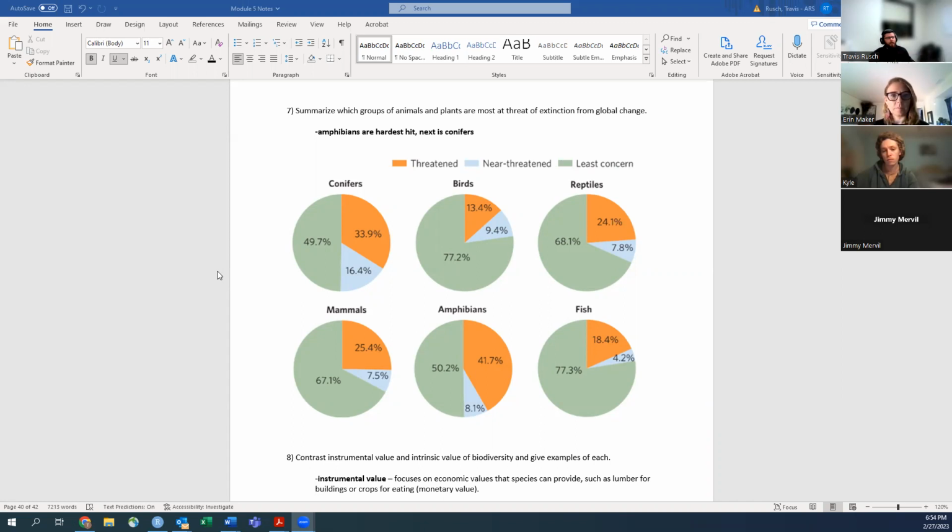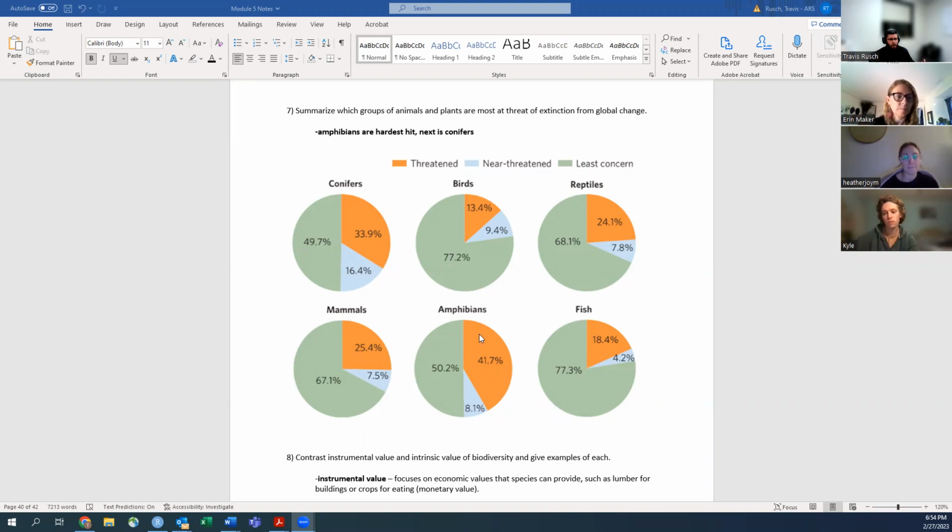Yeah, so for this question, it says, which group of animal is most threatened by extinction? So which one would we say is for this one and why? Amphibians. I would agree. And why would amphibians be the most concern for extinction? They have the highest population of threatened. Yeah, species, right, that are threatened.